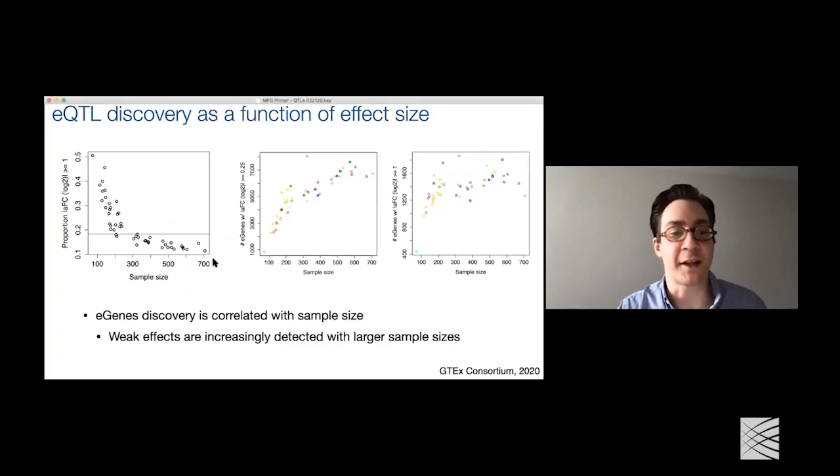And here's just an example of what we can learn when we have these allelic fold change effect sizes in hand. One of the important takeaways is that as we increase sample size in QTL studies, we tend to discover increasingly small effects. So the discovery of large effects saturates with a few hundred samples, and then as sample size increases, we detect increasingly smaller effects.